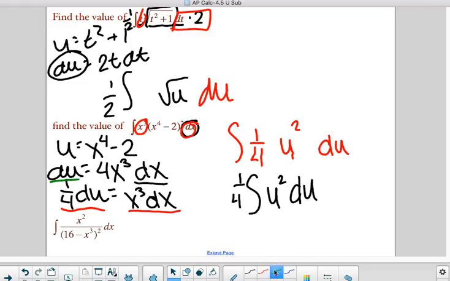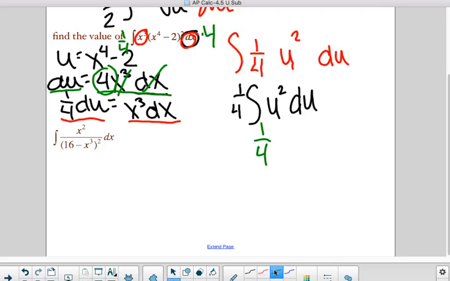Yep, so once you know what du is, look to see what you need. You have the x cubed, that's good. You have the dx, that's good, so you need to put in a 4. So if you multiply this by 4, what would balance it in front? 1/4. So that's where the 1/4 comes from. What is the integral of u squared? 1/3. Good try. So then what do you get in front? 1/12. What does u equal?